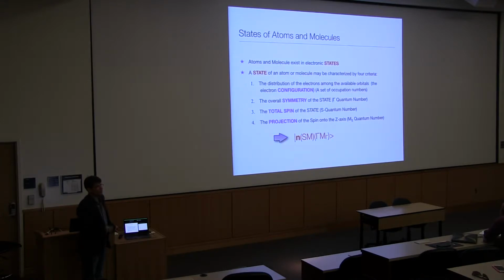Atoms and molecules with many electrons exist in states. A state is the overall state of all of the electrons in the molecule, and that can be characterized by 4 criteria. First, the electronic configuration, which simply tells you how the electrons distribute around the available orbitals. The occupation number of each orbital can be 0, 1, or 2, as you know, right? And a set of these occupation numbers defines the configuration.